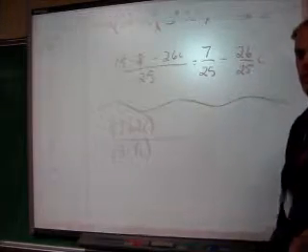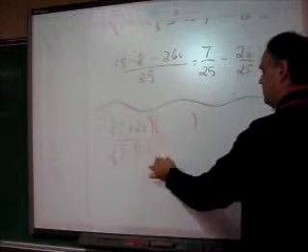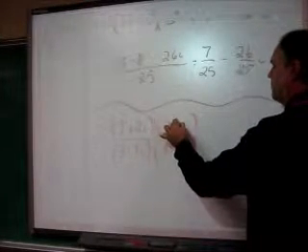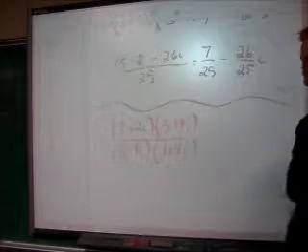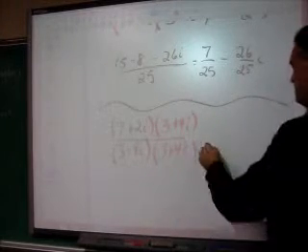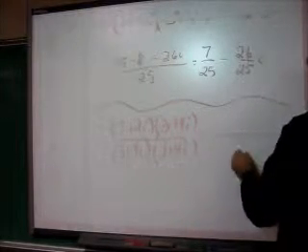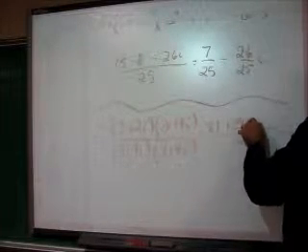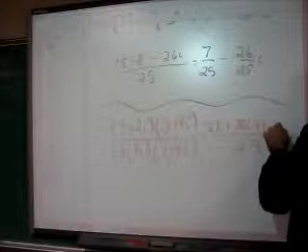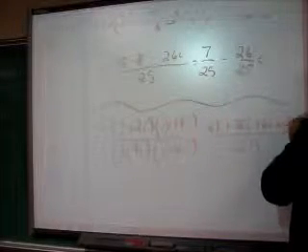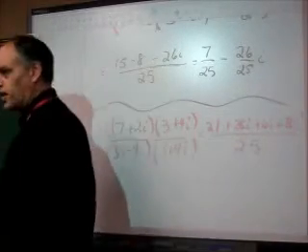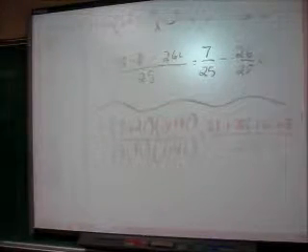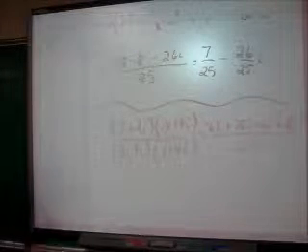Multiply by the conjugate, which is 3 plus 4i. I bet that denominator is the same. Yep. So why don't you multiply out the numerator this time? I end up with 21 plus 28i plus 6i plus 8i squared, over 25.